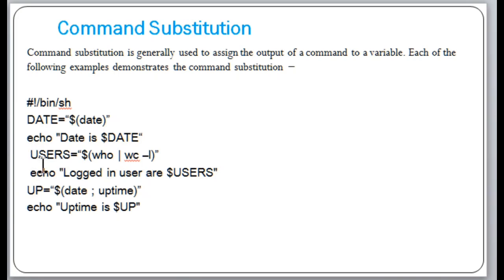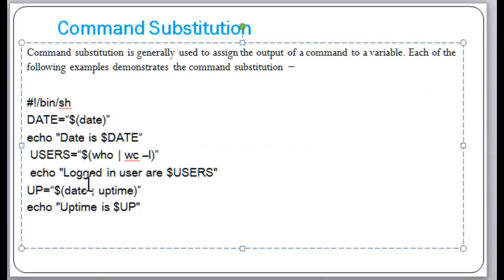We can set the users variable equal to the output of the who command piped into the word count command. And so when we echo logged in users are users, it's going to display the output of that, okay? And we have the up variable set equal to the date and the uptime command. So guys, this little semicolon here means do this command, and on a new line, run this command, okay? So this isn't joining these two commands, it's just running them separately, but without having to do a new line, okay?